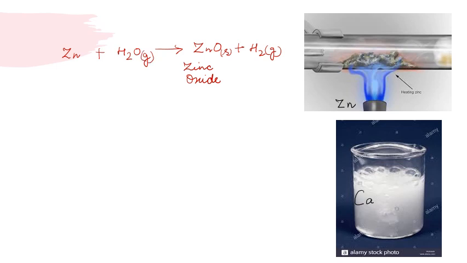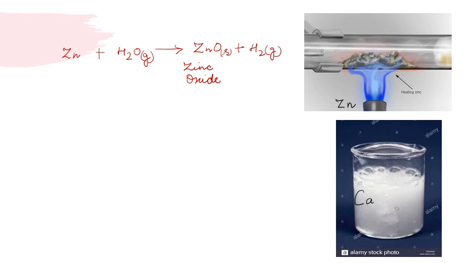Now let's see how zinc reacts with water. Zinc shows no reaction either with cold water or with hot water, but it reacts slowly with steam to produce zinc oxide and hydrogen gas. Let's see what will be the chemical reaction of zinc when it reacts with water. Zinc plus H2O will give zinc oxide plus hydrogen gas will be released. This is the solid form and this is in gaseous form since it is reacting with the steam of water.